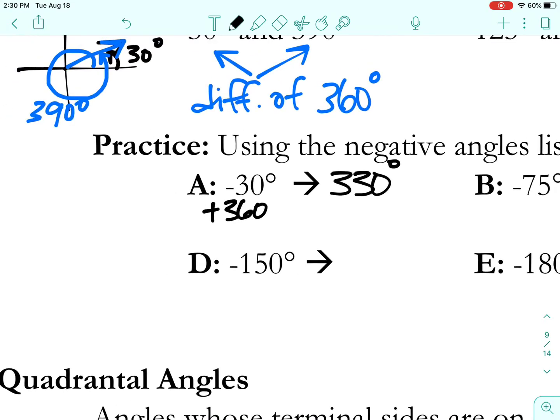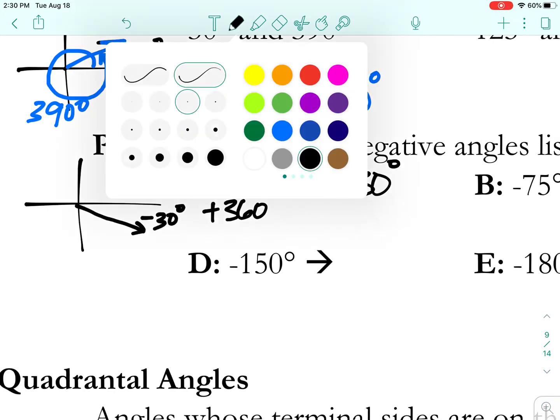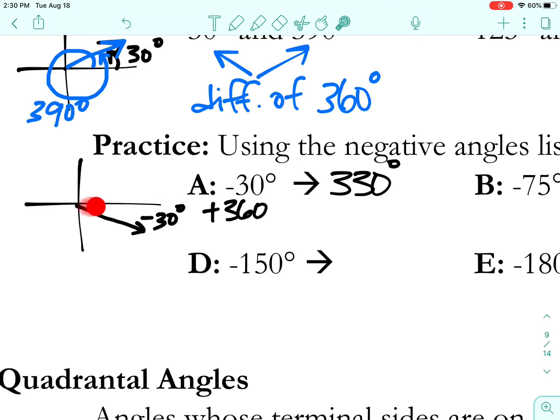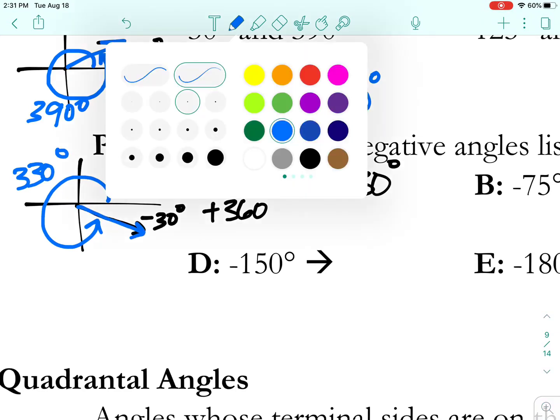I'm going to draw a sketch for this, just so it makes sense. Negative 30, what does that look like? Start at the positive x-axis and go backwards 30 degrees. This is negative 30 degrees. Would you agree that that is the same exact thing as starting with the positive direction but rotating this way 330 degrees? Notice how they end in the same exact location. All you have to do is add 360 to those.